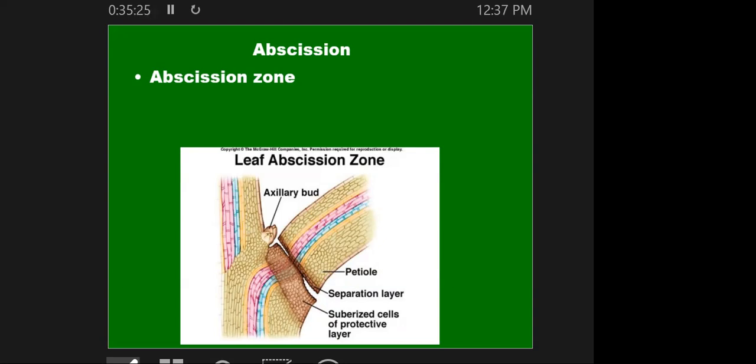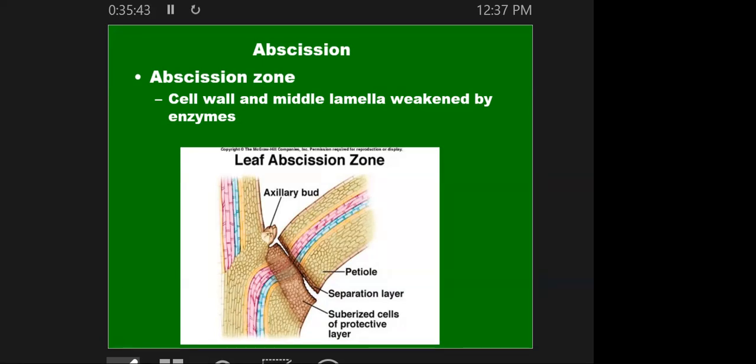And so here you're seeing the abscission zone forming. It's this line of cells that will weaken over time in the fall, and it's controlled heavily by hormone action. And it kicks in. What happens is there's enzymes that will start acting on those cells in a line like that, so that they all weaken in that one layer there, and then it'll fall off the tree.